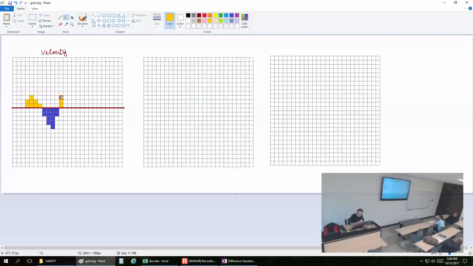So let me go backwards and fill these with blue. I'm moving 2 miles an hour in the opposite direction, then say 4 miles an hour in the opposite direction, 5 miles in the opposite direction, then 2, and then I turn around again. Then I go, oops, the wrong color, this one.